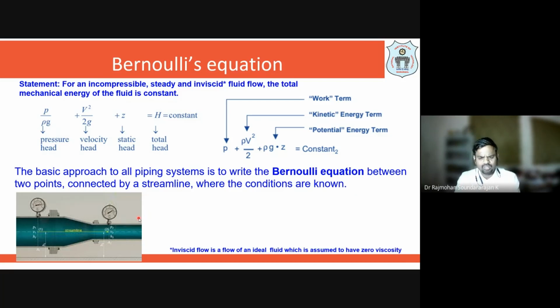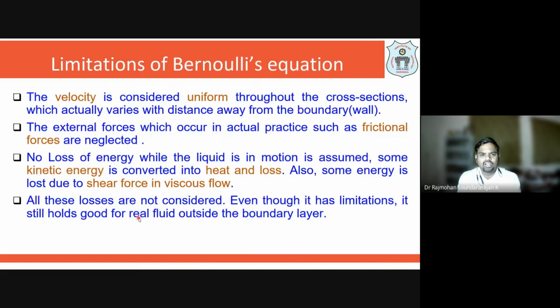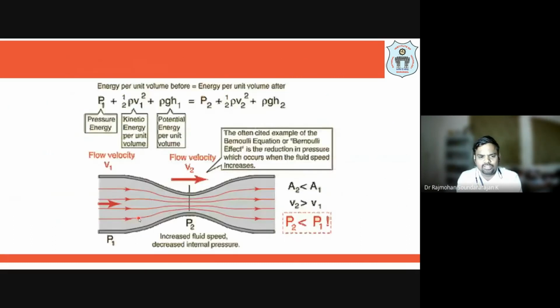But there are certain limitations associated with the Bernoulli equation. Why? Because we are assuming many things in the Bernoulli equation derivation, like incompressible, steady, inviscid. So if we look at the limitations, we are considering the velocity to be uniform across the pipeline, from near the boundary to the center line of the pipe. That is one of the assumptions in the Bernoulli equation.